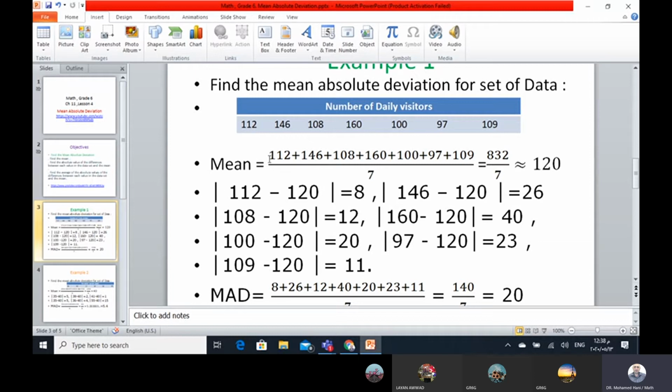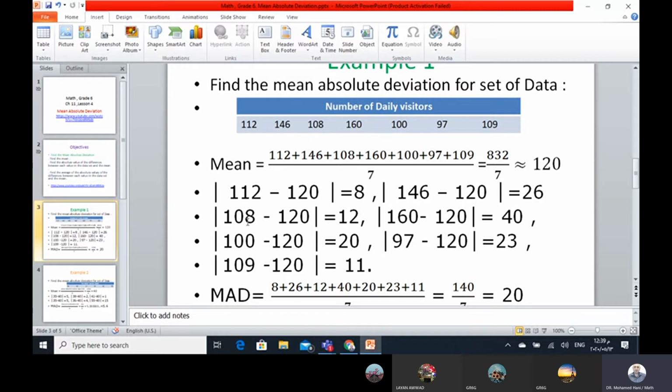So the first value, 112 minus the mean, through the absolute value. 112 minus 120 will be minus 8, a negative number. Minus 8 through the absolute value will be changed to the positive, will be 8. Then take the second value, 146 minus 120, through the absolute value. 146 minus 120 will be 26.